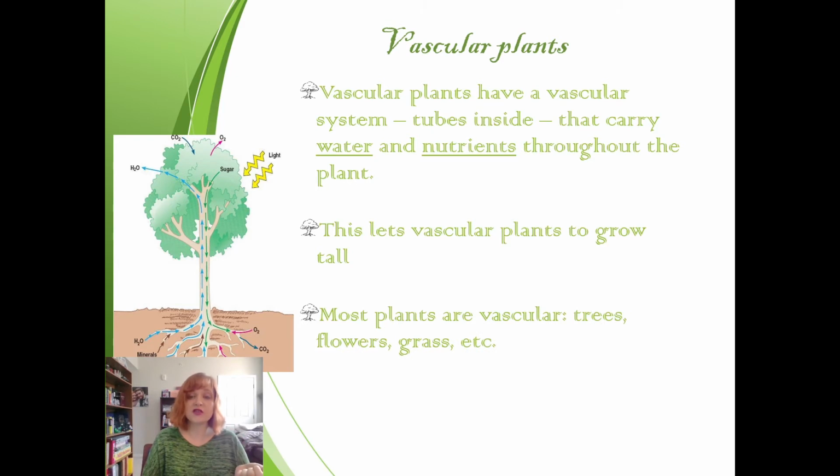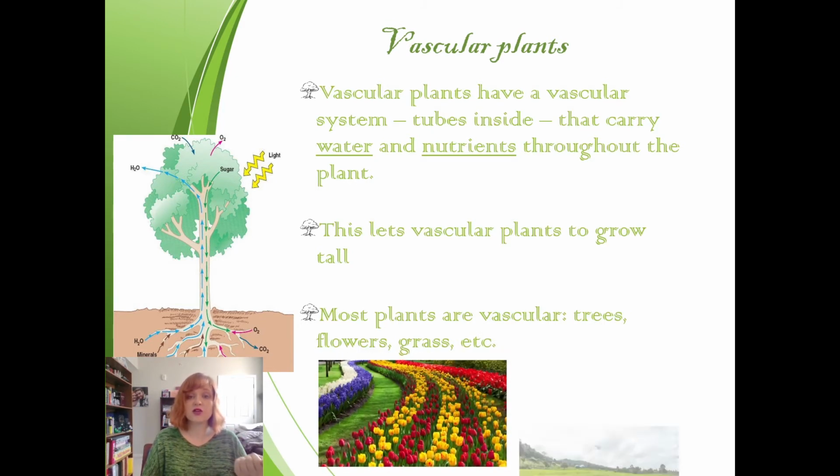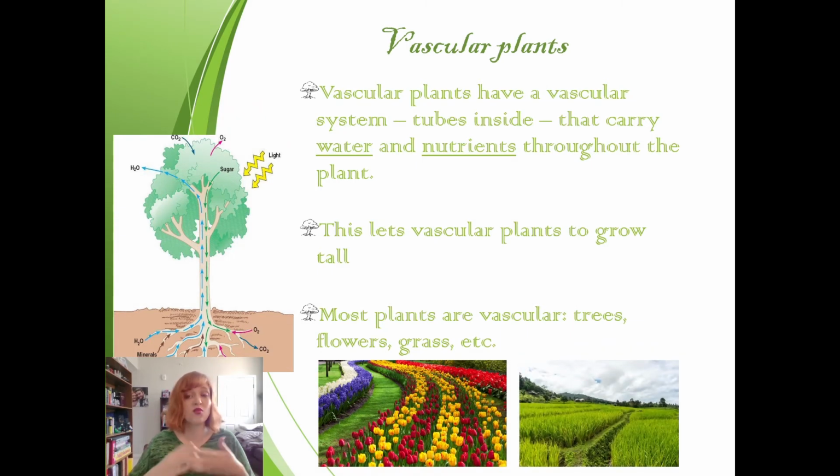So most plants you think of are vascular: trees, flowers, grass, etc., okay? Bushes, vines, pretty much anything that can grow up off the soil is going to be a vascular plant because it can carry that water and nutrients, what they need, throughout like the stem, right, and through the tubes that are inside. I know you're probably thinking grass is short.